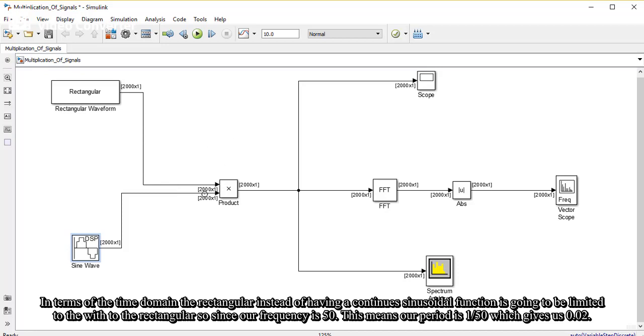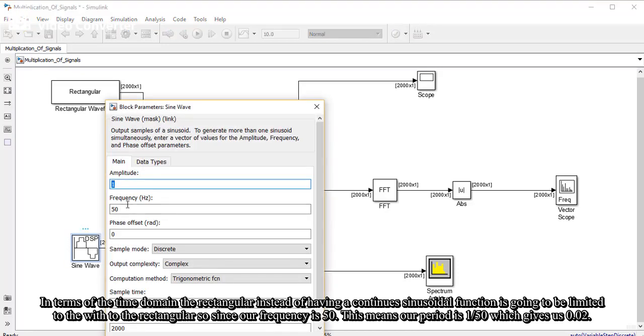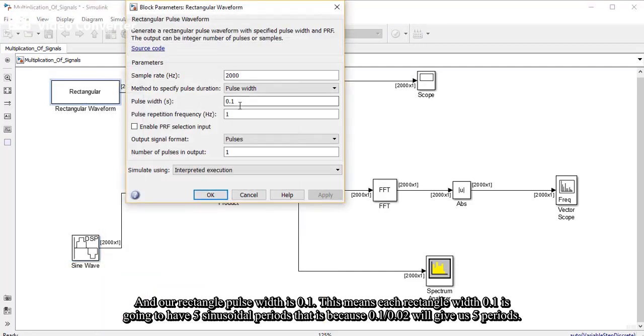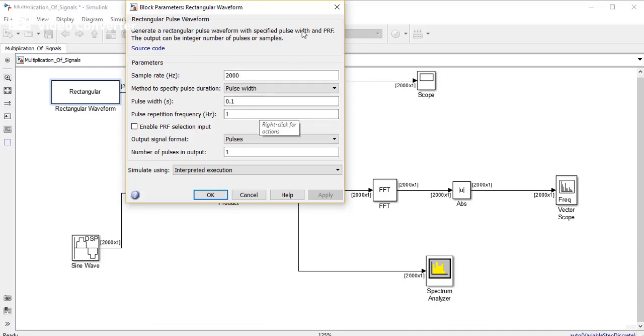So since our frequency is 50, this means our period is 1 over 50, which gives us 0.02, and our rectangular pulse width is 0.1. This means each rectangle with a width of 0.1 is going to have 5 sinusoidal periods. That's because 0.1 divided by 0.02 will give us 5 periods.